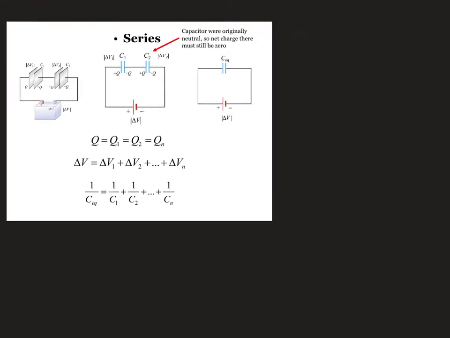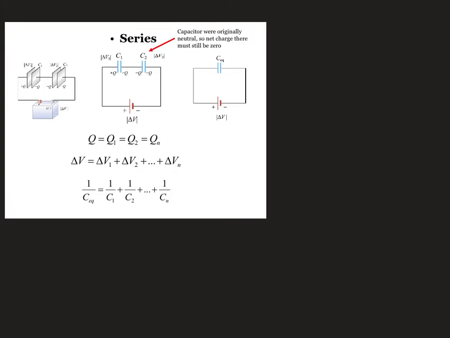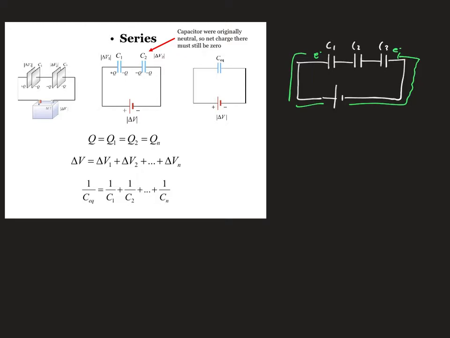When it comes to series, you are going to arrange it like this. I put it as C1, C2, and C3, connected to the battery. What happens is you can assume that electron is like water. When the electron moves from this plate, it is going to stay at this part.